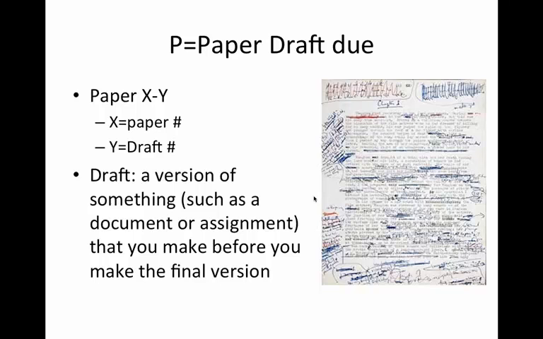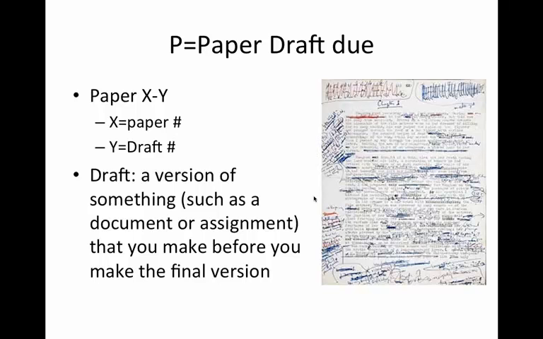So a draft is a version of something such as a document or assignment that you make before you make the final version. So with this writing, the first draft, you're still going to try and write it as completely as possible. You are then going to turn it in, get feedback either from myself or from a classmate, and then look at that feedback, use it to improve your paper, and then turn in a second draft or third draft.